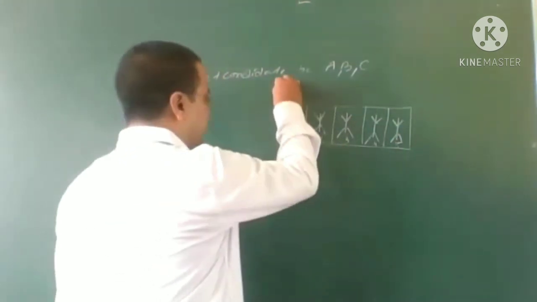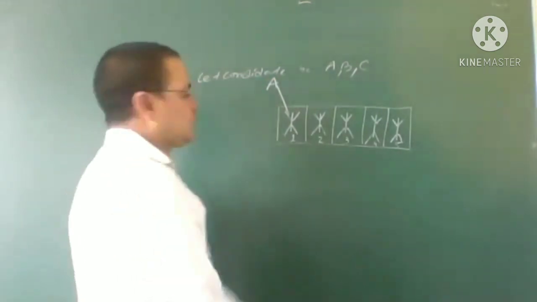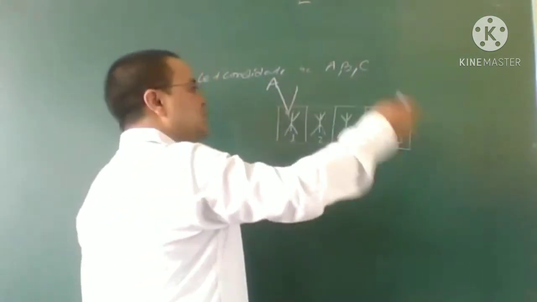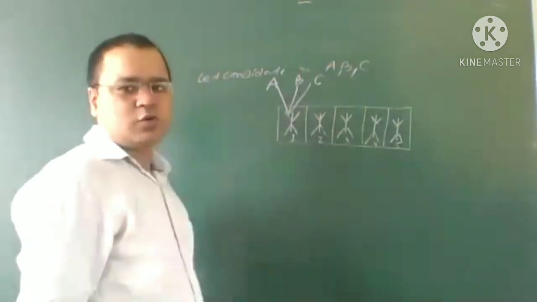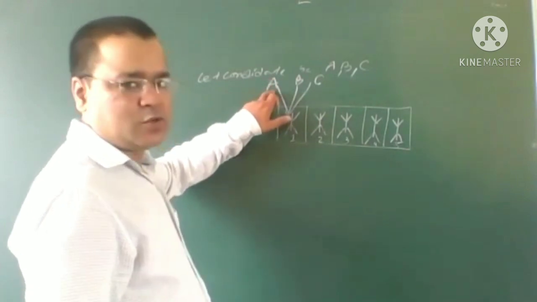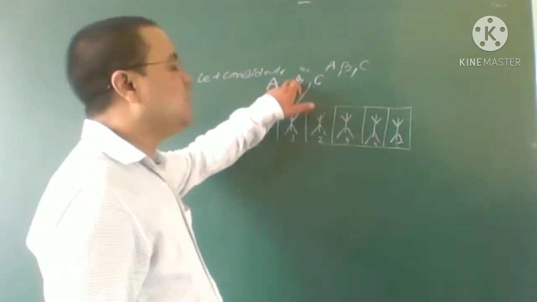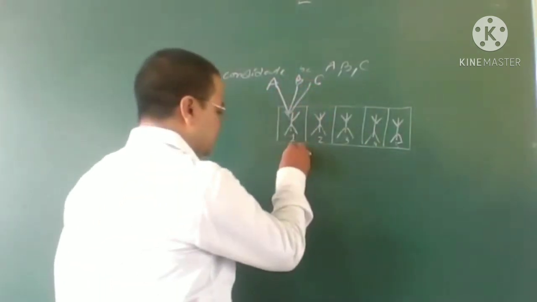The first voter can give the vote to the first candidate A also. He has the choice to give it to candidate B also. He has the choice to give it to candidate C also. It means how many choices? There are 3 choices.